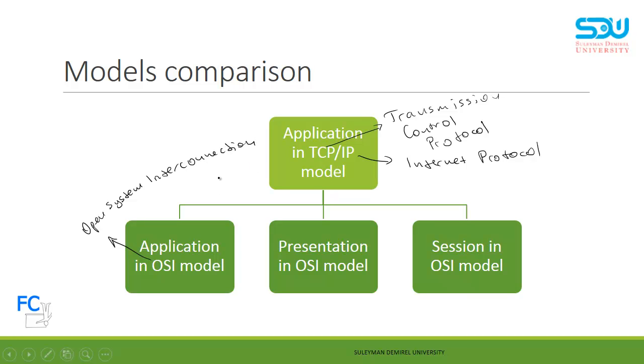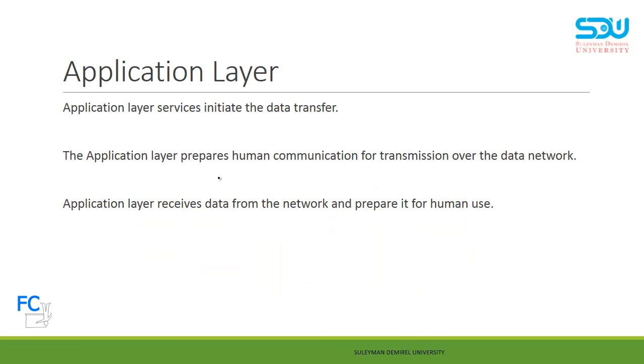Okay, so what are the functionalities of these three layers? I mean, of the OSI model. The functionality of the application layer. When we say the application, actually the application is the program. Okay. So when we speak about the application layer, imagine that we are speaking about the programs which are running on your device.